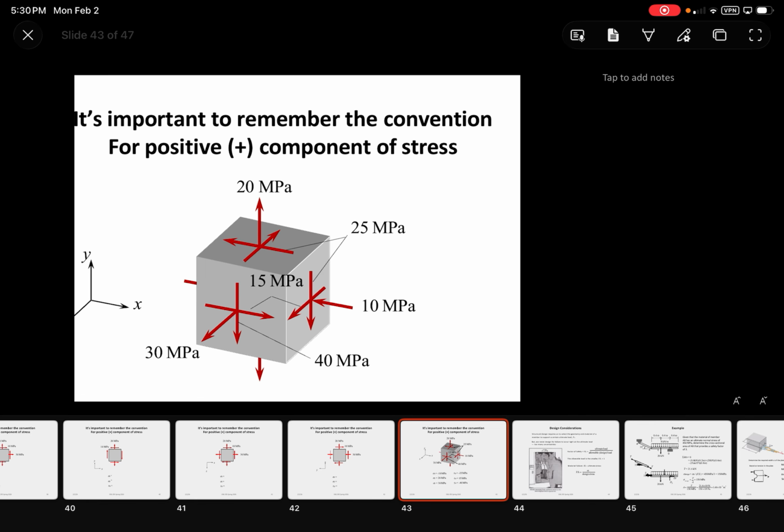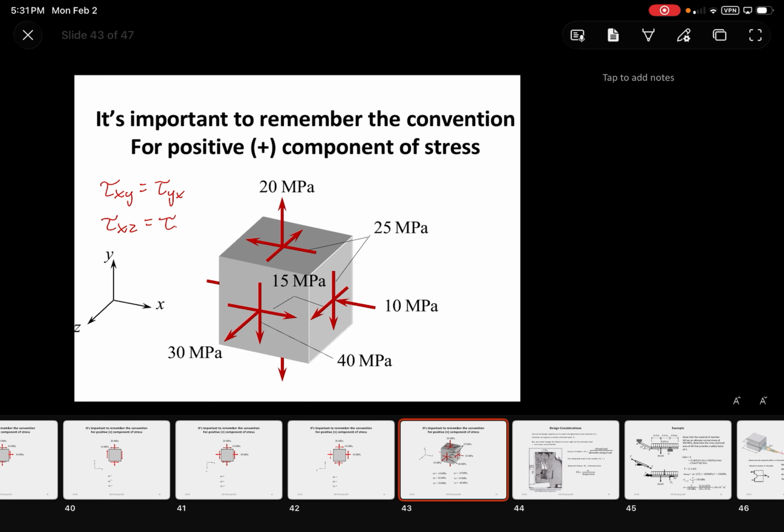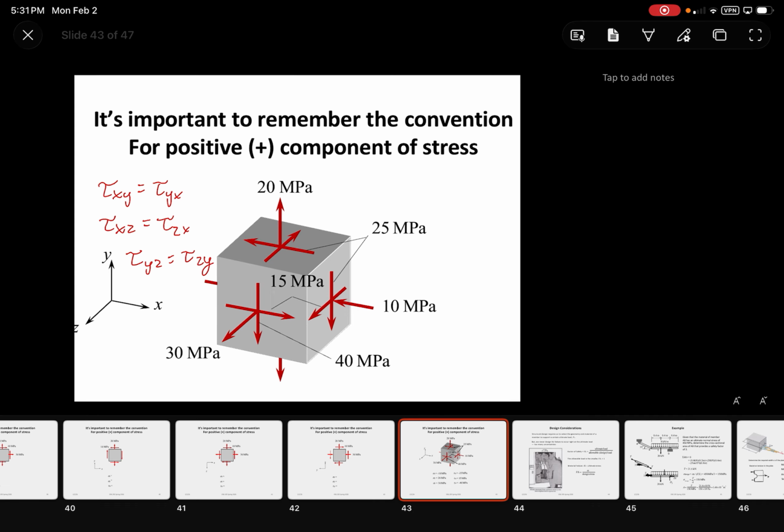Ignore it. All right. Here's the 3D example. We're going to have sigma x, sigma y, sigma z, a tau xy, which we know is the same as tau yx. Tau xz has to be the same as tau zx, and tau yz is the same as tau zy. No, don't look. Don't cheat. All right. Real quick. What's sigma x going to be? Who can identify which one sigma x is?